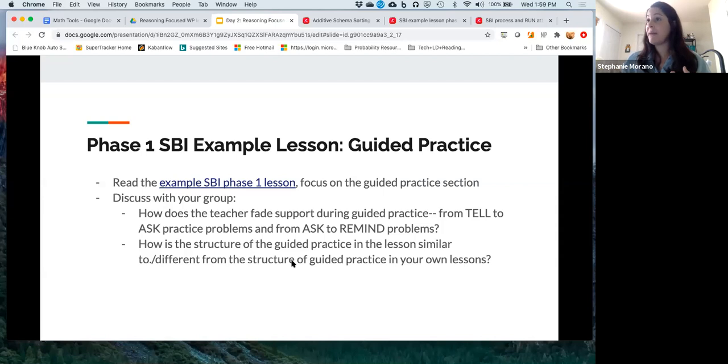And then when we come back together for the third part of this series, we'll just pick up looking at this example lesson before we move on to phase 2 of schema-based instruction.